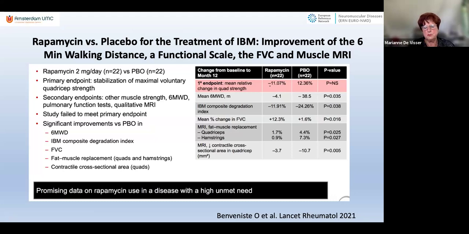Rapamycin is usually administered to patients who underwent kidney transplantation. The primary endpoint was stabilization of maximum voluntary quadriceps strength. That was not met, but there were promising results as regards the 6-minute walk test, the forced vital capacity, and muscle MRI assessments. And therefore, a large worldwide phase 3 trial has started. And whether this will be successful remains to be proven. And I also have to mention that, by the way, in France, rapamycin is now prescribed to most of the IBM patients, and that is the reason why Olivier Benveniste is not involved in this phase 3 trial.